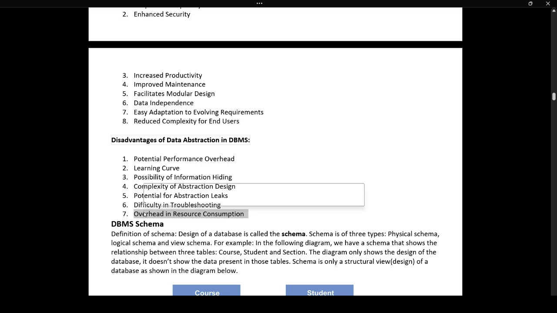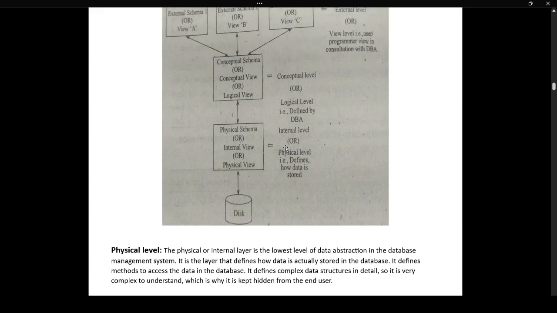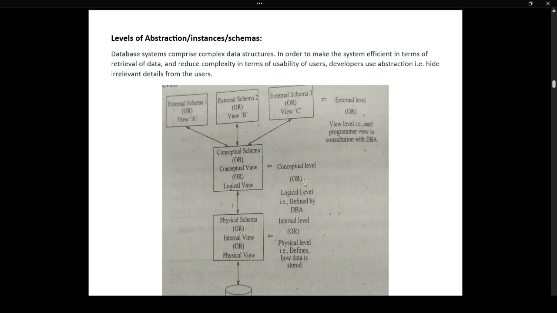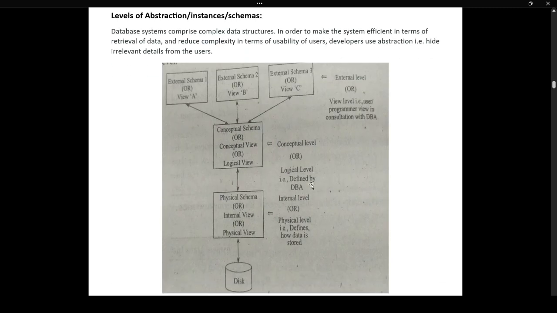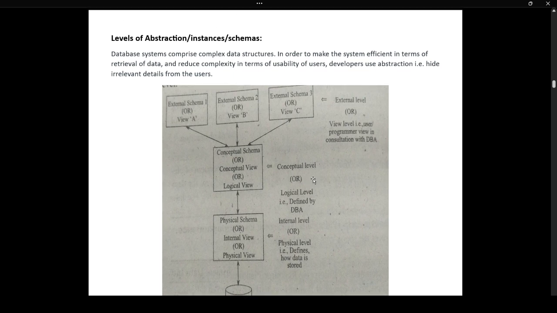Okay, overhead in resource consumption. It requires lots of resources. As levels increase, it requires a lot of resources to develop it. So this is for today's class, levels of abstraction.